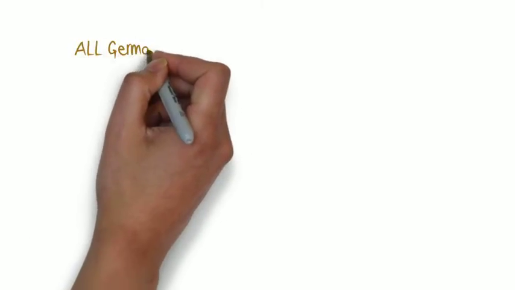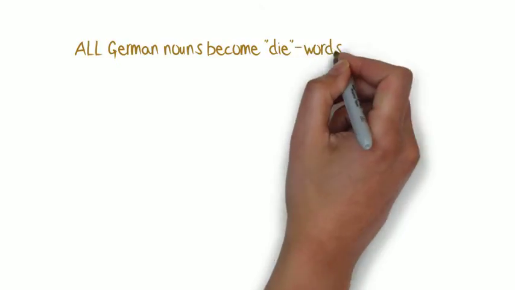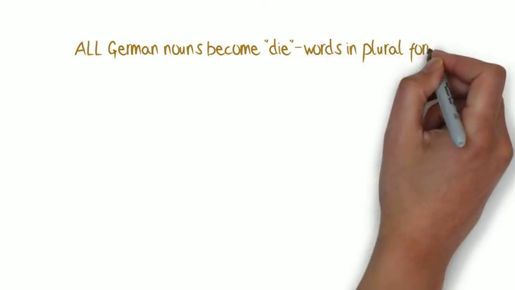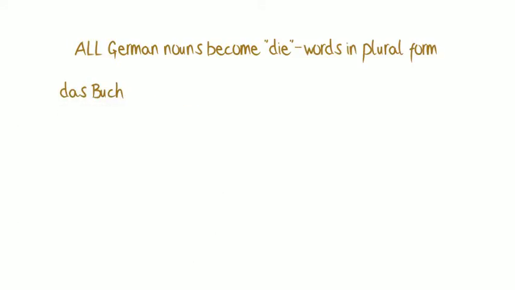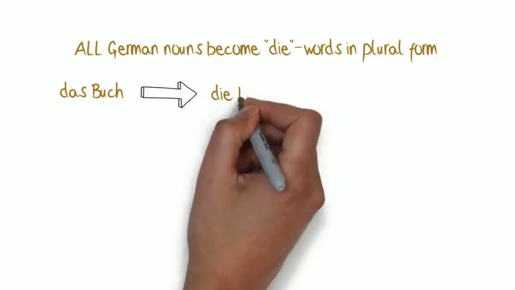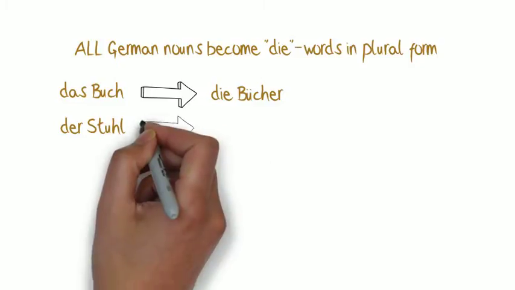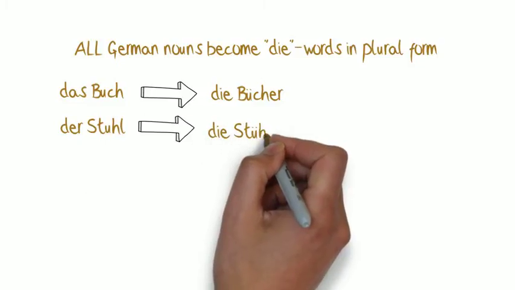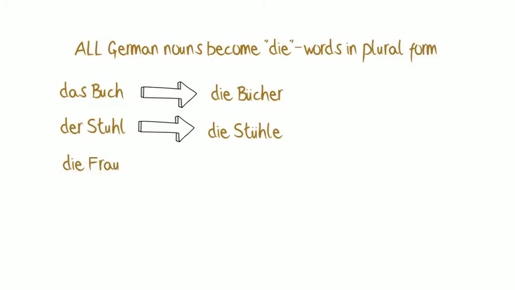The first thing you need to know about plural nouns in German is that every single noun, no matter its original gender, will take the article die in its plural form. For example, das Buch, originally a neuter noun, will become die Bücher. Der Stuhl, a masculine noun, becomes die Stühle. Die Frau, which is a feminine noun, becomes die Frauen. In other words, the article doesn't need to change because it's already die.